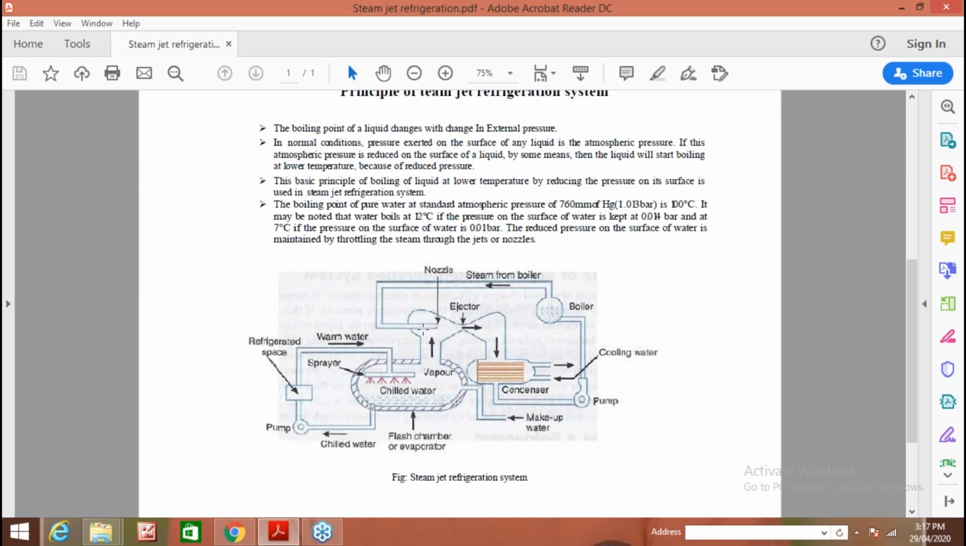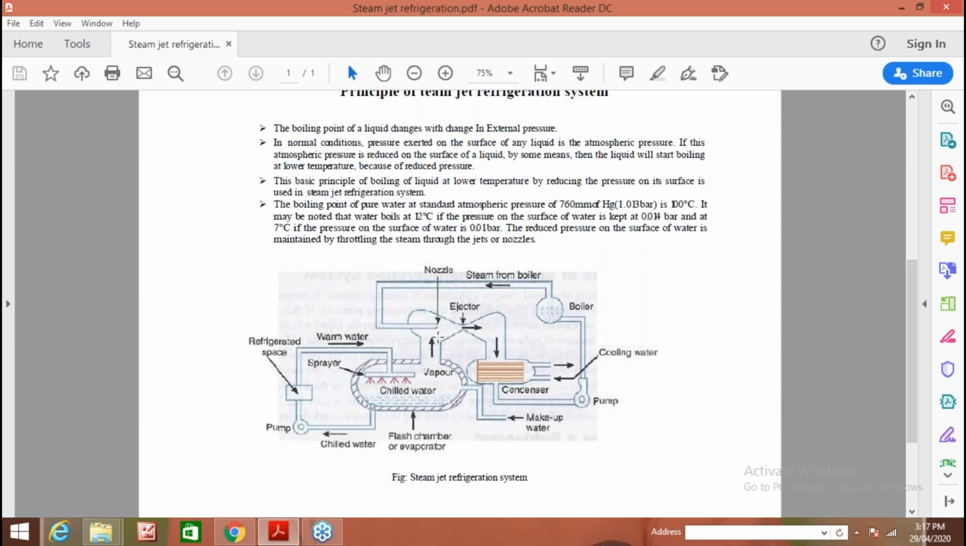What is the function of the steam jet? The steam flows through a nozzle and forms a jet. The function of this steam jet is to extract the vapor from the evaporator and to maintain the low pressure of the evaporator. The vapor mixes with the jet of steam, which decreases the pressure of this portion, and due to this ejector, it goes outside of the evaporator to the condenser.